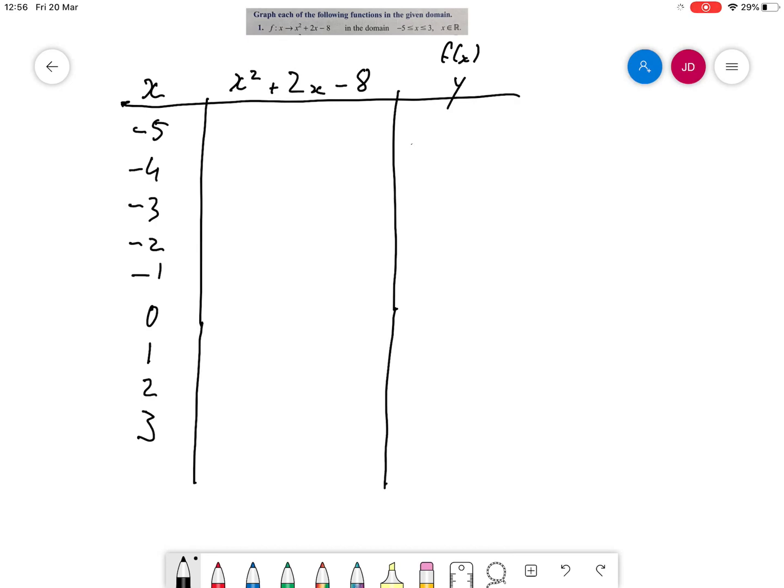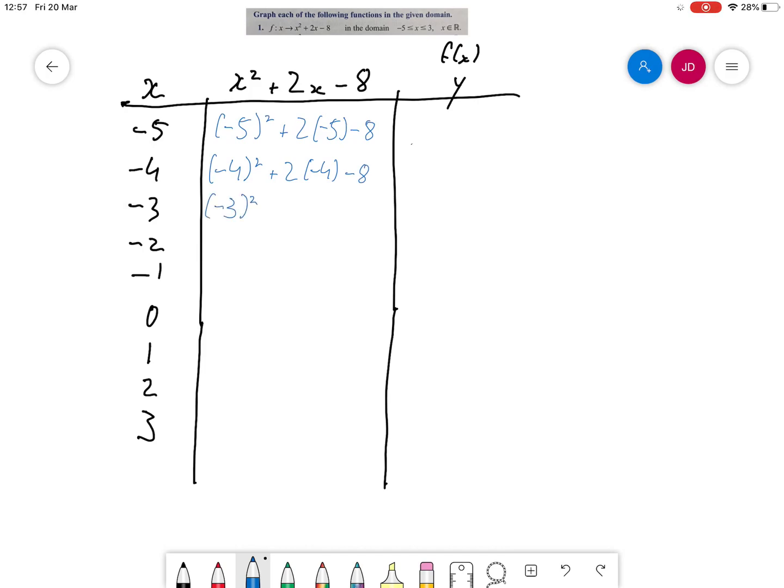The reason why we have to do all the values in this one is that in a linear one we only have to do the top two, but because it's a curve we need to get every point on the curve to make sure that we have it right. So, let's do the maths. We have x squared, so let's sub in our minus 5 for the x. So we have minus 5 squared plus 2 times minus 5, minus 8. In the second one, we've got x squared, so let's sub in our minus 4, and 2 by minus 4, minus 8.